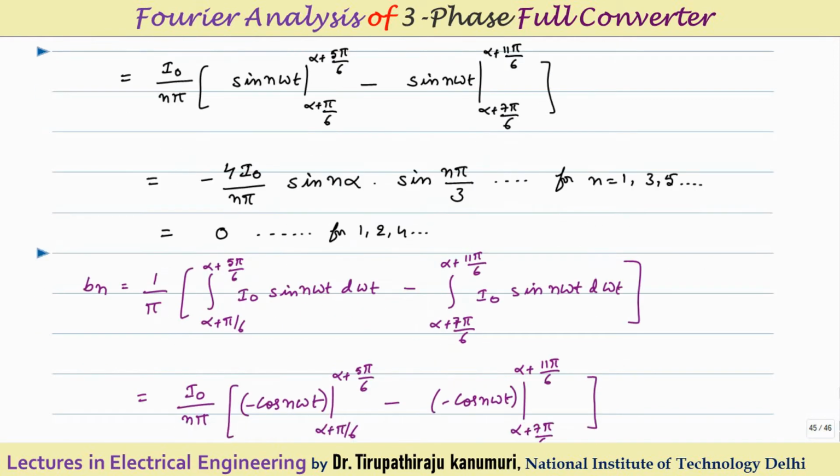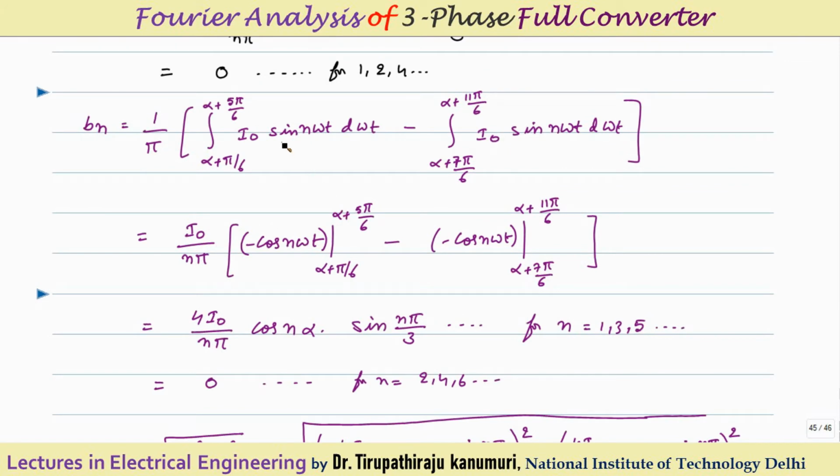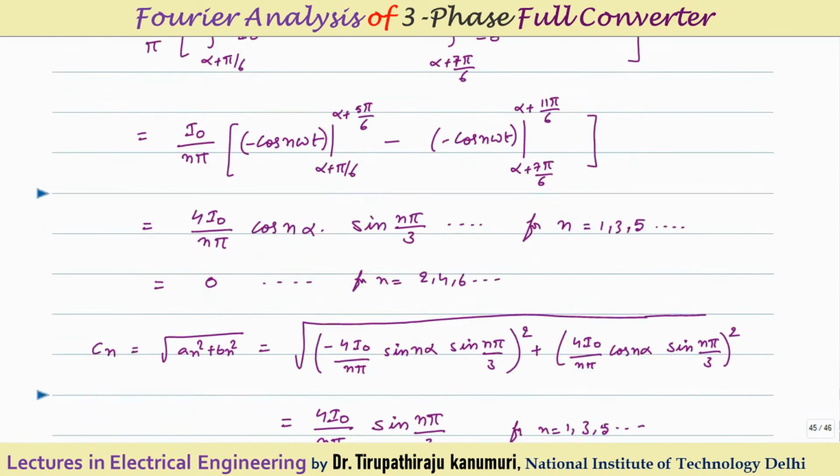Similarly I can calculate Bn. Instead of cos n omega t, I am multiplying with sin n omega t. Integration of sin n omega t is minus cos n omega t divided by n. That n I have taken here. Again simplified, you will get 4 times I naught by n pi into cos n alpha into sin n pi by 3. This is again for odd numbers, and for even numbers again this will be equal to 0.